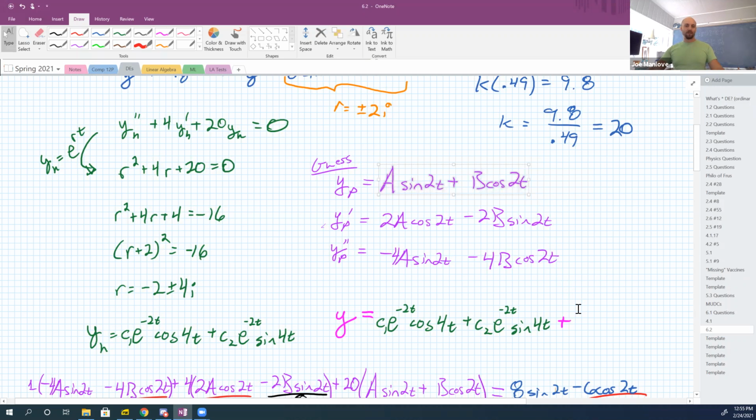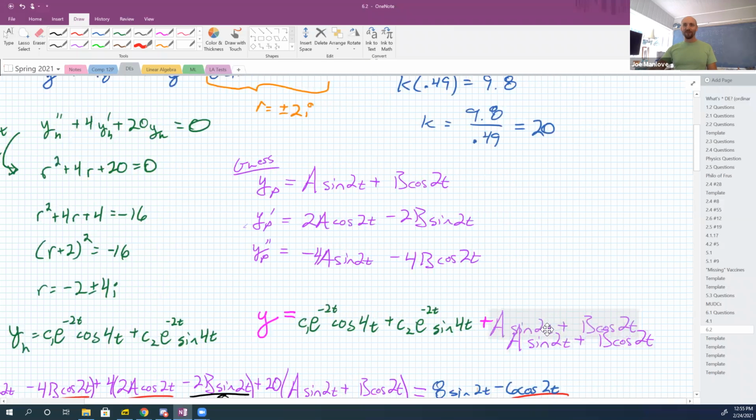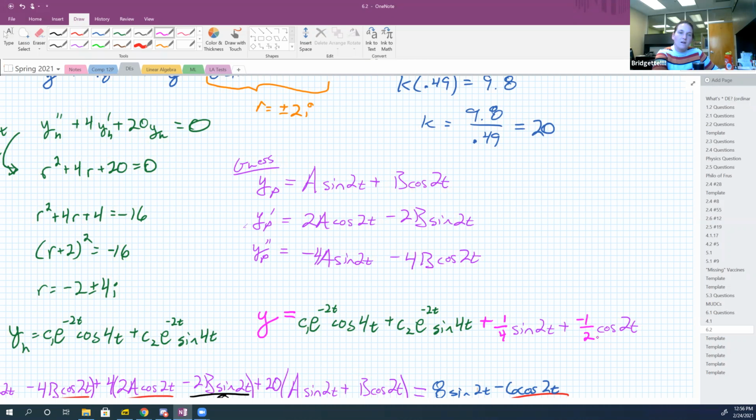And now you guys are really regretting not having copy paste, huh? I have it, man. And these are, let's see, A was a quarter and B was minus 1/2. Now we just need to solve for C1 and C2.